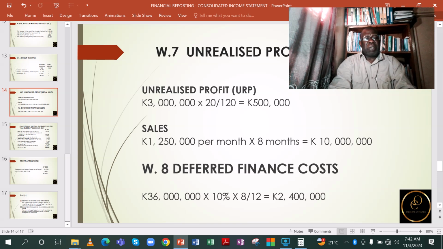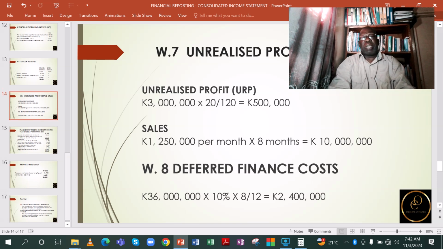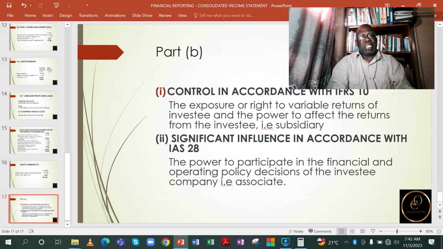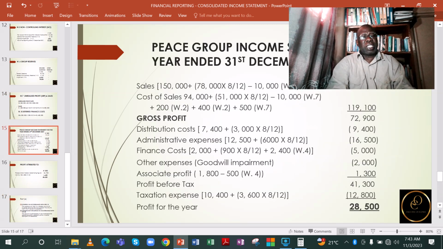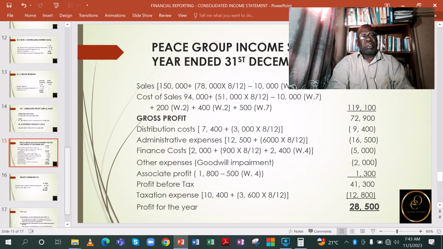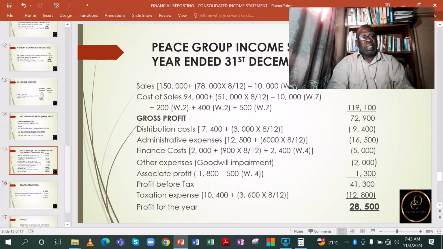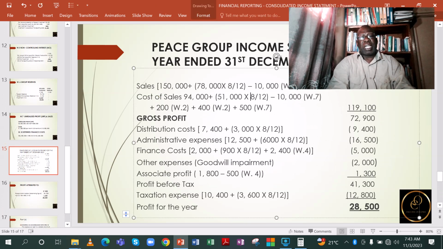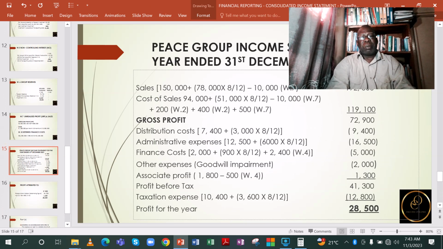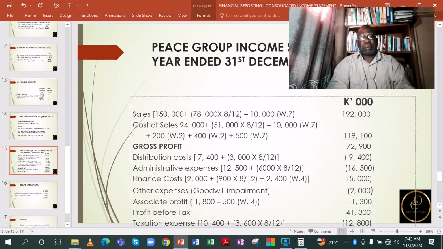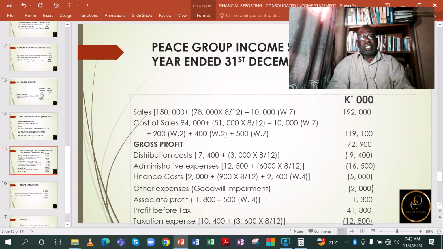So I've done the workings which need maybe separate presentation. So we now look at the solution itself. We are slotting the figures in for the solution. Okay, so that's what I have here. Let's put it down there. Okay, fine.